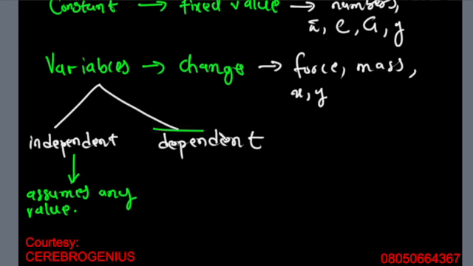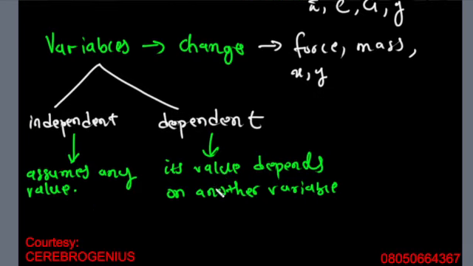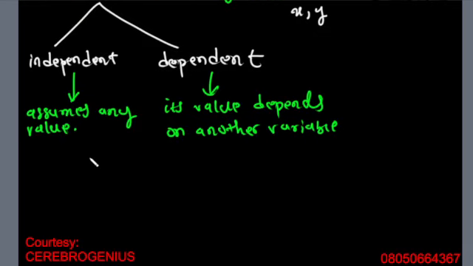But when they say that a variable is dependent, that means it can't just assume any value, and its value depends on the value of another variable. That's when a variable is going to be dependent. That means that you can't just give it any value you like. It is the value of another variable that determines its own value.